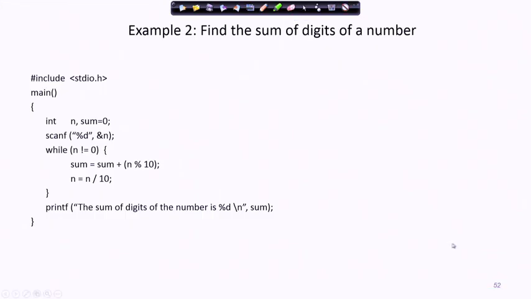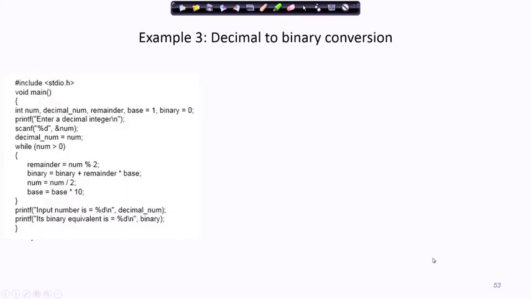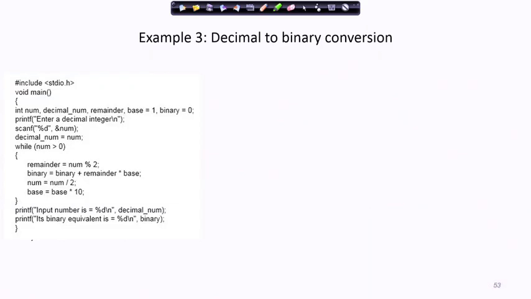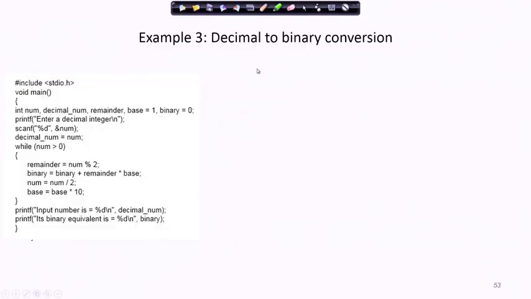With that, we move to another example, decimal to binary conversion. Some of you may know it, and some of you may not be very conversant with that. We know that we have got the binary number system where the base is 2. So, everything is expressed using zeros and 1.